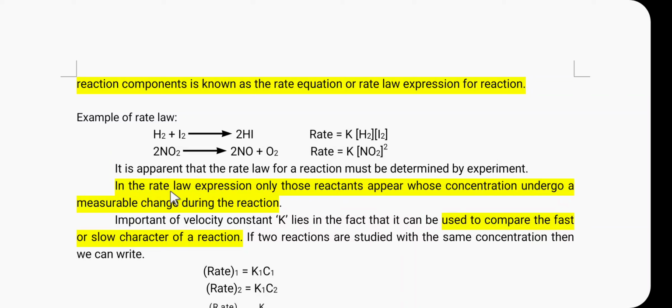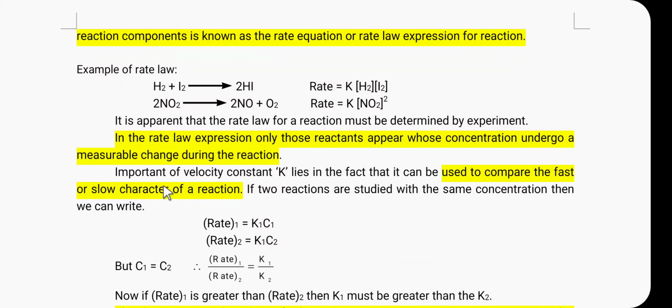In the rate law expression, only those reactants appear whose concentration undergoes measurable change during the reaction. This is very important in chemical kinetics. When we have to write the rate expression or rate law expression for a chemical reaction, we have to consider this point. That is, the change in concentration of the reactant should be measurable, or there must be an appreciable change in the concentration of the reactant.